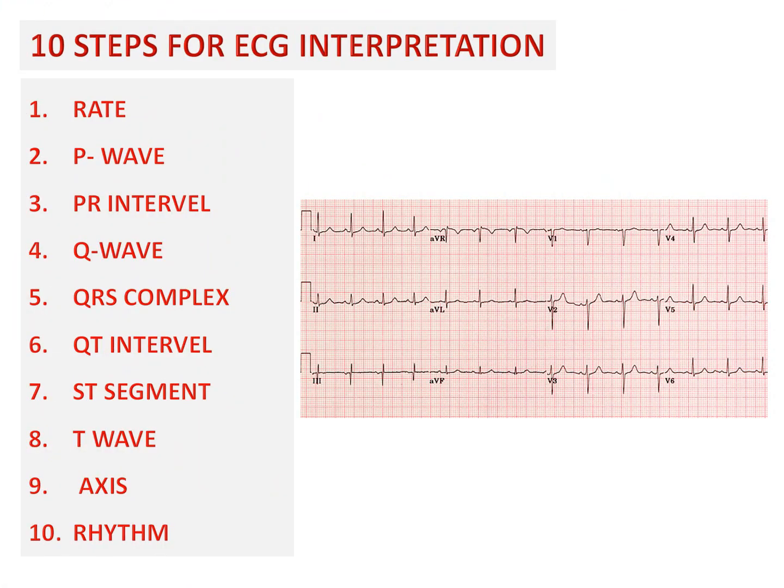Here are the 10 steps for ECG interpretation to make it very quick and easy. If we follow these steps, it will be easy to understand how to interpret the ECG very effectively. These steps include the heart rate, the P wave and its nature, the PR interval, Q wave, QRS complex, QT interval, ST segment, T wave, axis and the rhythm.